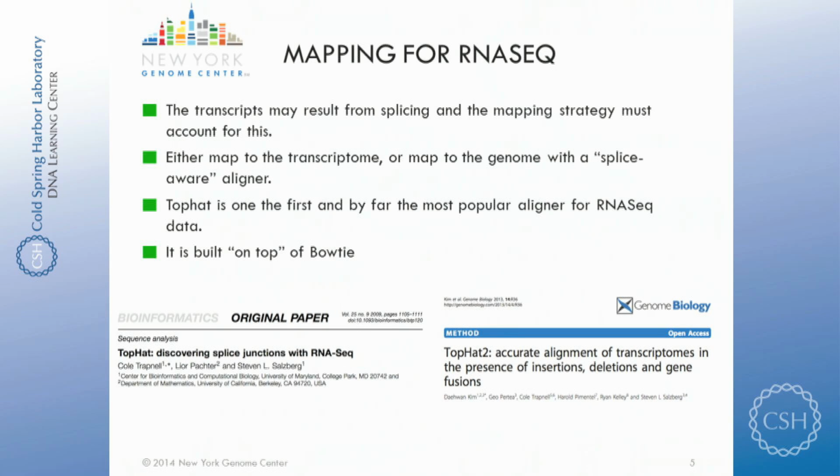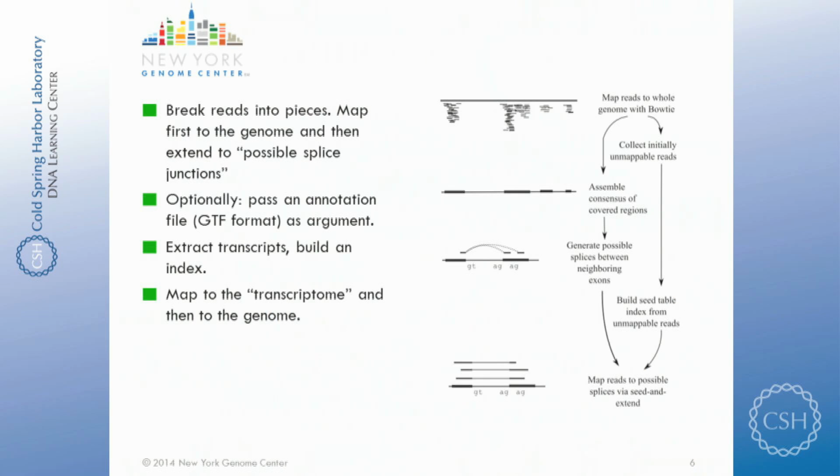And TopHat was one of the first, and clearly by far the most popular aligner for RNA-Seq data. As you can guess, TopHat was developed by the same people that developed bowtie, Steven Salzberg's group, and last year they proposed TopHat 2, which is an improved version. So it's built on top of bowtie. Basically what it does is split the reads into pieces and map them to the genome with bowtie. And then for the reads that don't map to the genome, I'll probably try to describe that.